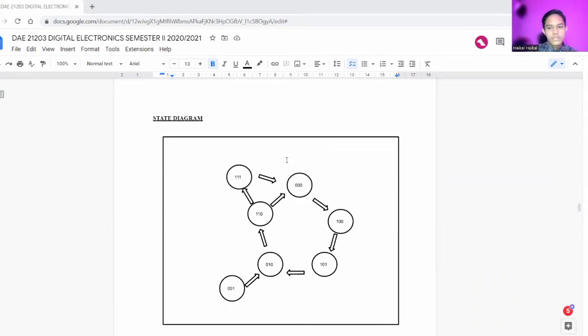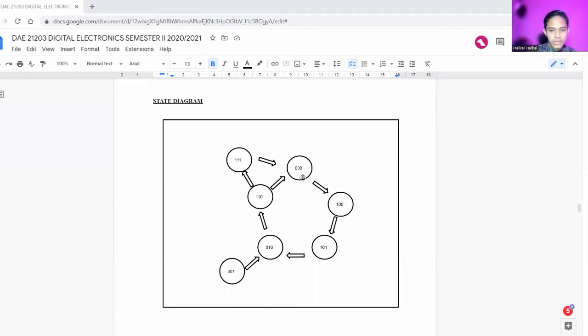So for the first question, the answer is the state diagram. This is our group state diagram: 000, 100, 101, then 010, 001, go to 010, and then it will continue to 110. Then 110 goes to 111, and 111 goes to 000.